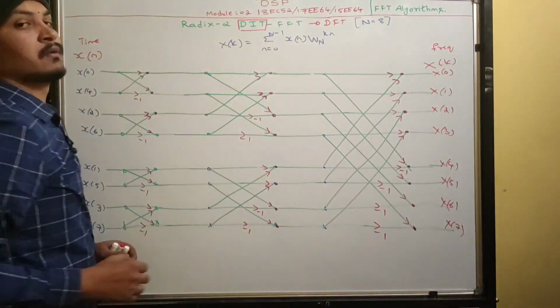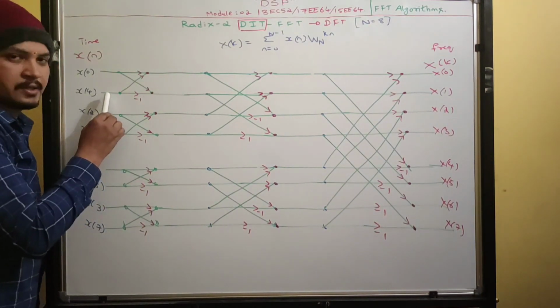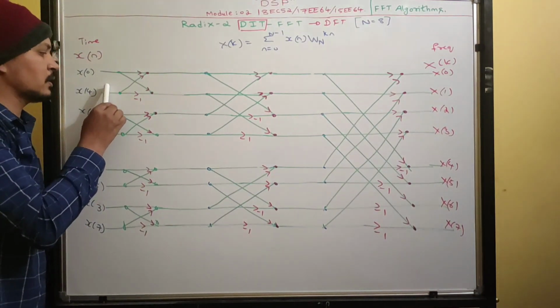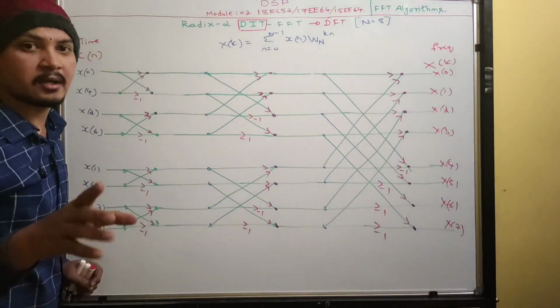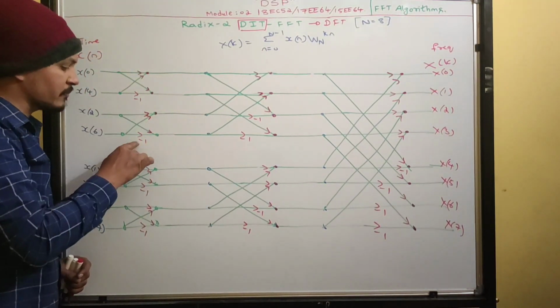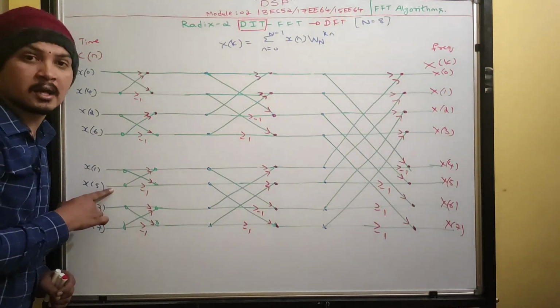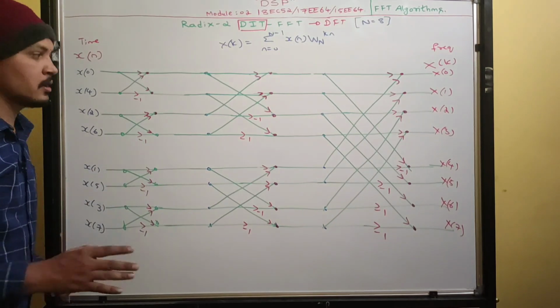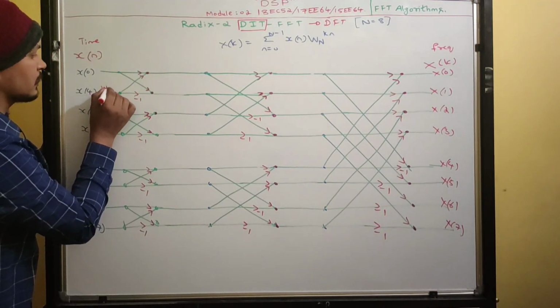Where should I write the twiddle factor? You should write the twiddle factor at the starting itself. Keep in mind, the twiddle factor should be written only where I have written -1. Only in that particular line you write the twiddle factor. Since it is a 2-point DFT, you should write the twiddle factor.